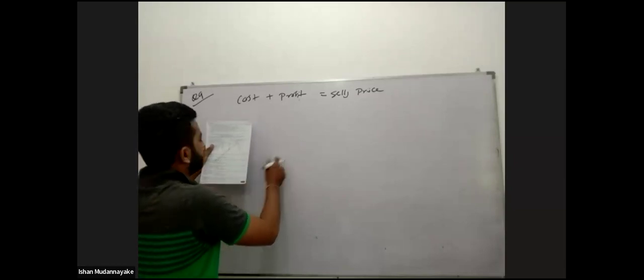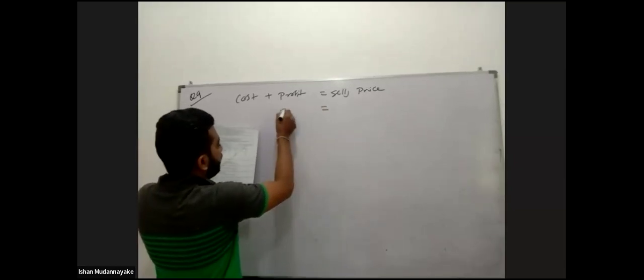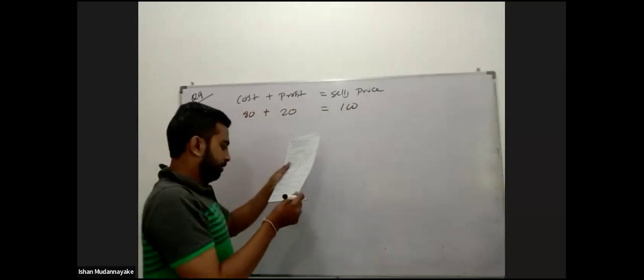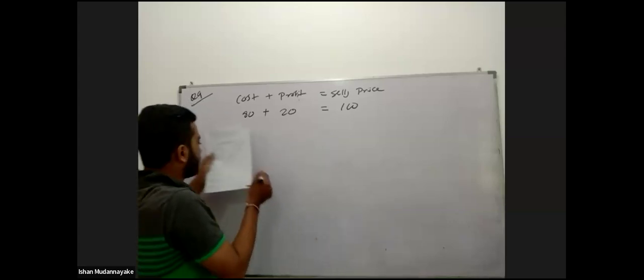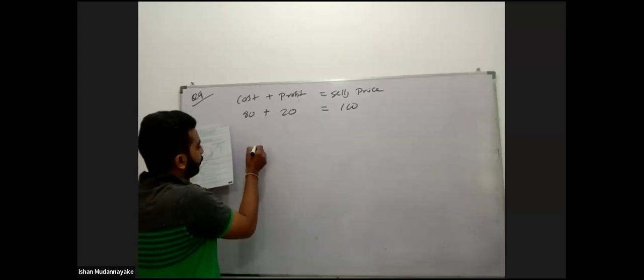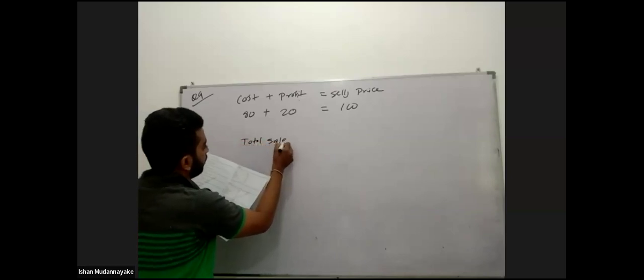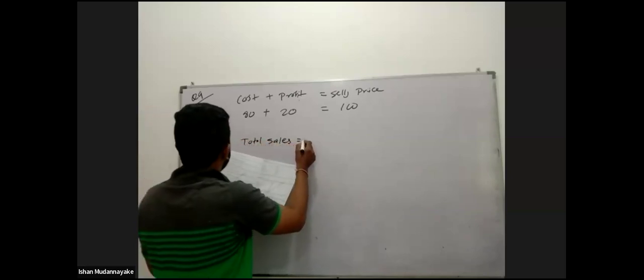Question number 9: 20% profit on sales. Then selling price 100, cost 80. Gross profit of the business organization is 4,000. You need to calculate total sales and cost of sales. First, total sales.